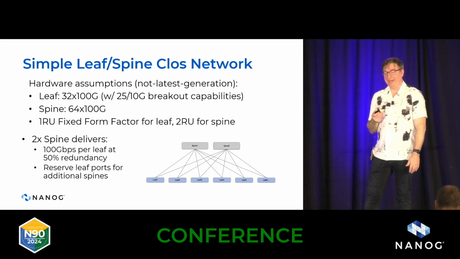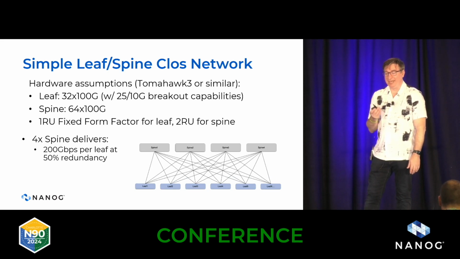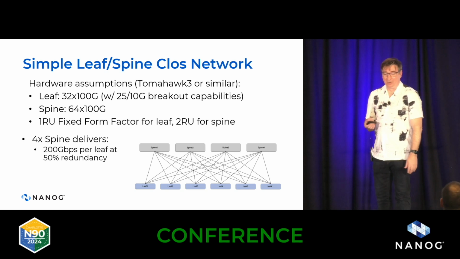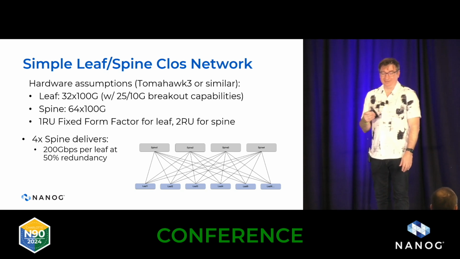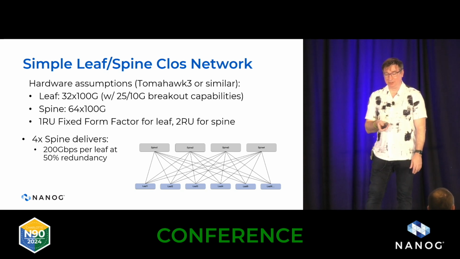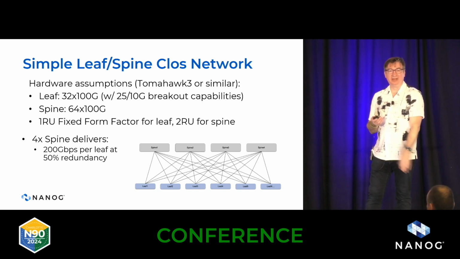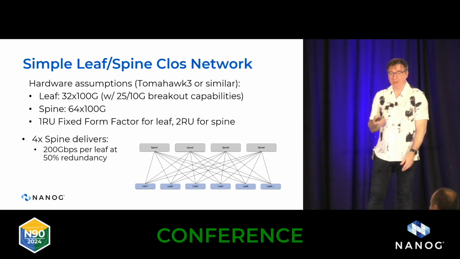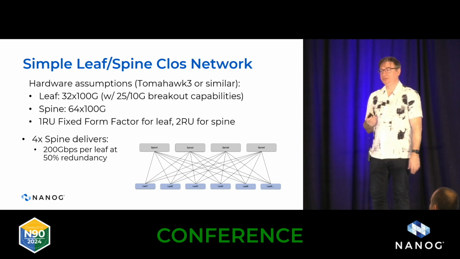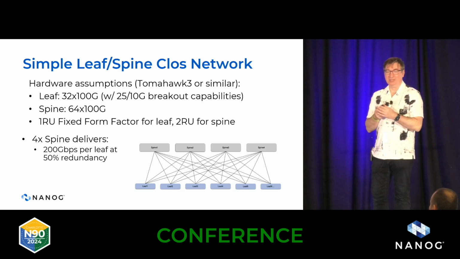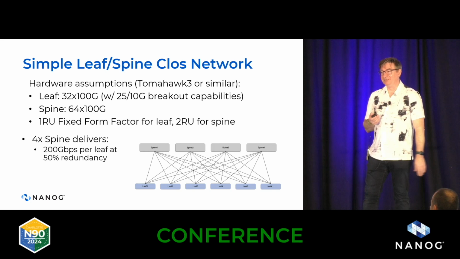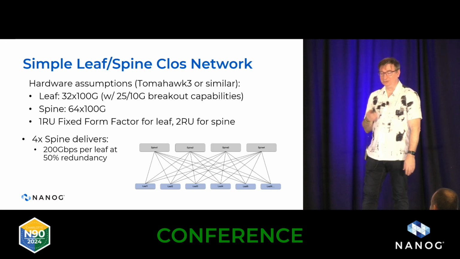If you need more capacity than that, the simple solution is just to add more spines. So even at 50% redundancy, this is 200 gigs per leaf. Again, if we're talking 10 gig by 40 hosts per rack, that's 2-1 oversubscription, which in most cases is fine. But obviously, look at your own application profile to confirm that.